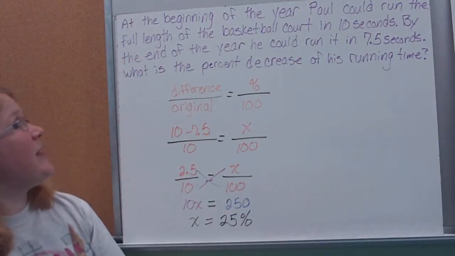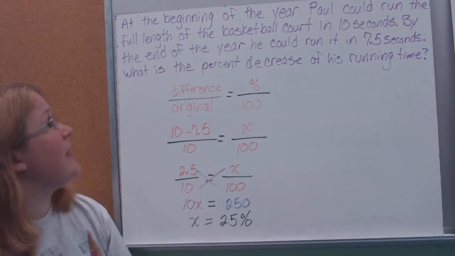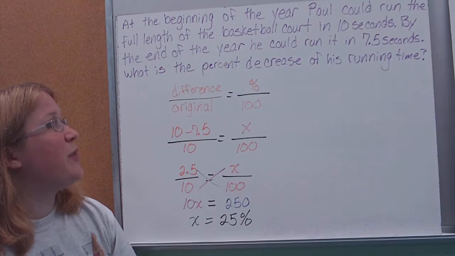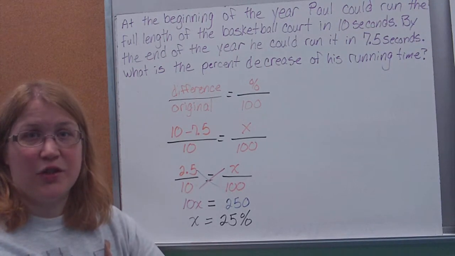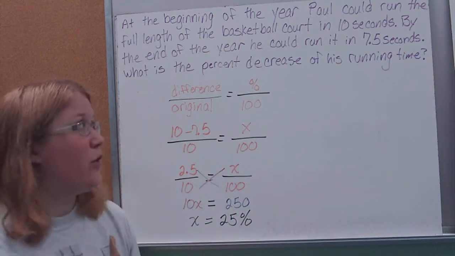So here our problem says, at the beginning of the year, Paul could run the full length of the basketball court in 10 seconds. By the end of the year, he could run it in 7.5 seconds. So what is the percent decrease in his running time? So he got faster, so his time went down. So this is a percent decrease instead of a percent increase.